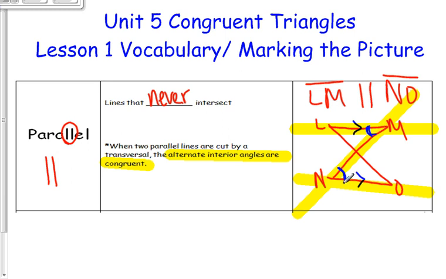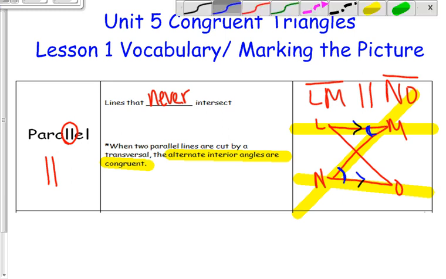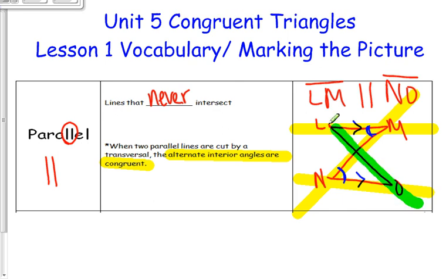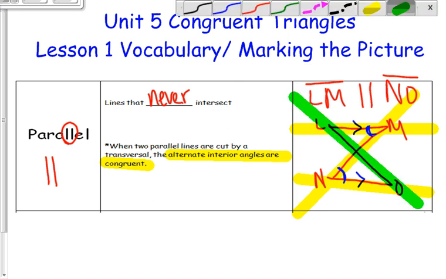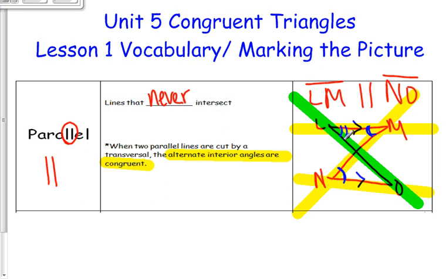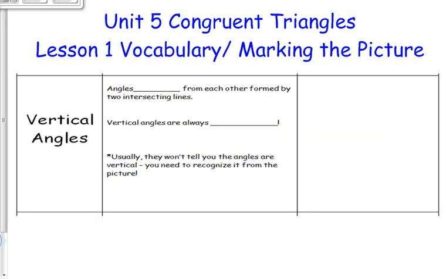Now we have another transversal in there that we could choose. We could have picked LO as well. And if we picked LO, we would find that angle L here, I'm going to use two arc marks this time, is congruent to angle O. So angle O is congruent to angle L, and angle M is congruent to angle N. Those are things we're looking for with parallel.